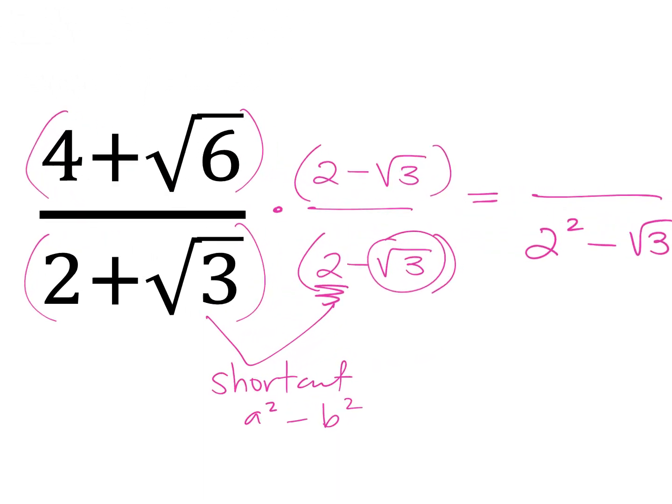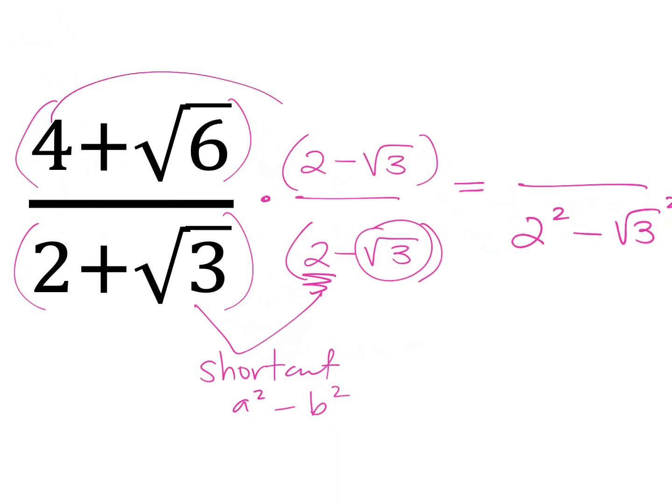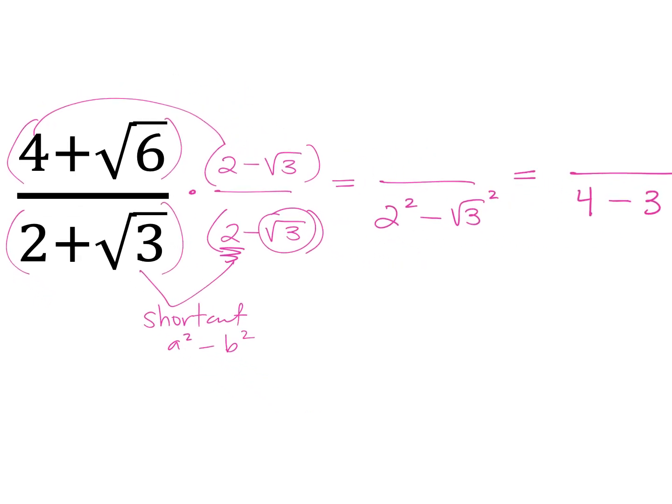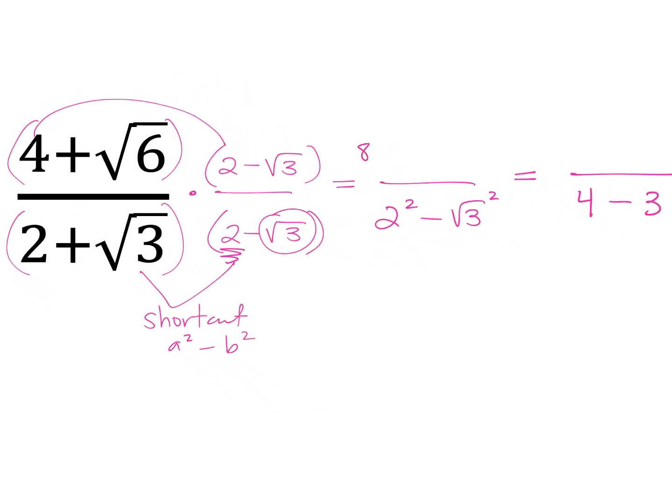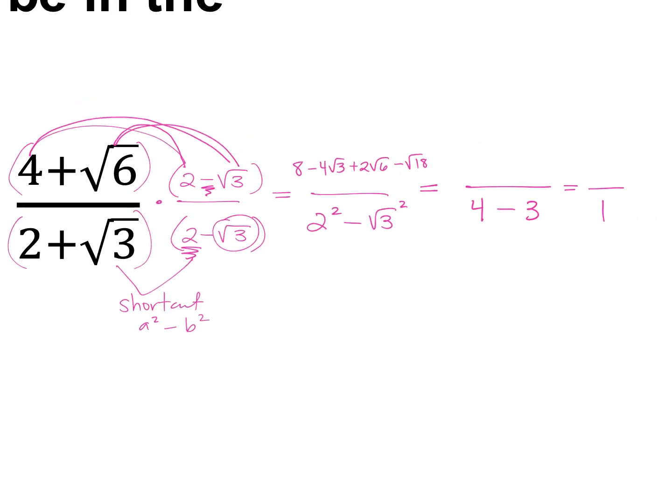Up top, we need to FOIL. So it's going to be first is 8. This is not going to fit well. I'll try and squeeze it. Minus 4 rad 3, remember, because this is minus 4 rad 3, plus 2 rad 6, and then this is going to be the square root of 6 times the square root of 18. And it's minus the square root of 18. Okay.